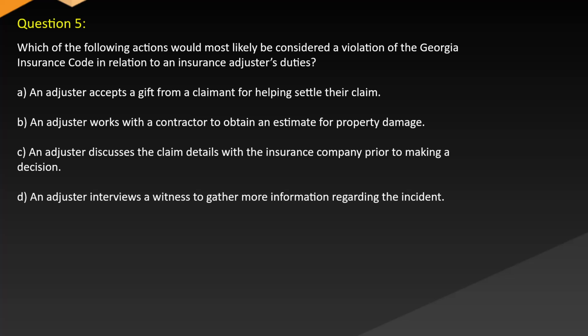Question 5. Which of the following actions would most likely be considered a violation of the Georgia Insurance Code in relation to an insurance adjuster's duties? A. An adjuster accepts a gift from a claimant for helping settle their claim. B. An adjuster works with a contractor to obtain an estimate for property damage. C. An adjuster discusses the claim details with the insurance company prior to making a decision. D. An adjuster interviews a witness to gather more information regarding the incident.